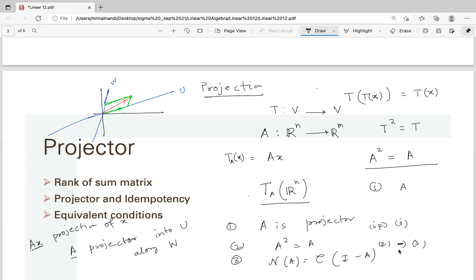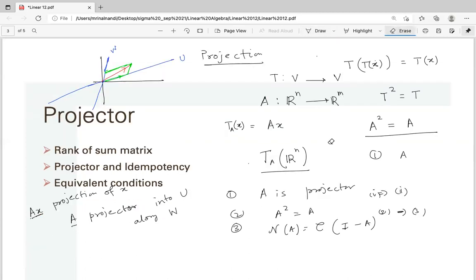So that means the column space is a subset of the null space. And for the reverse, why is the null space a subset of the column space? Easily you can check. So it is trivial to check from 2 to 3. Going directly from 2 to 1 is not easy, so you have to go through this way.